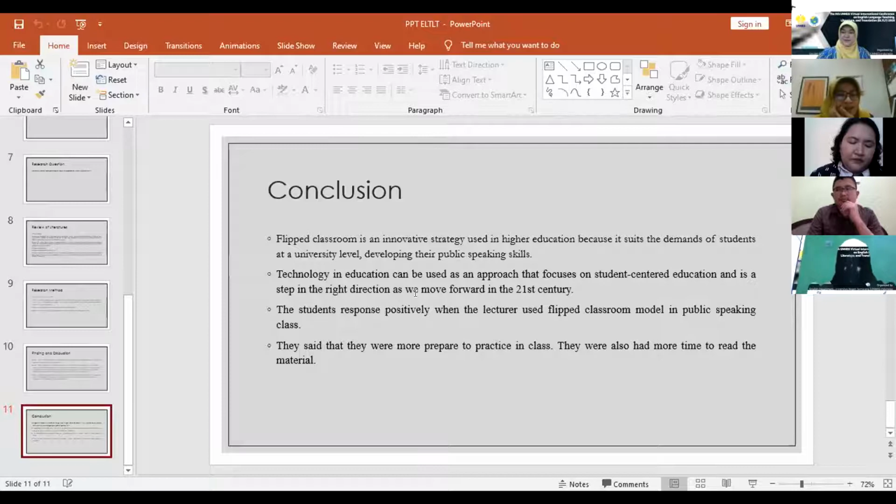Maybe I'll give it back to Ibu Yusnita. Okay, thank you, Ibu Leni. That was such a wonderful presentation about the students' perception on flipped learning. Maybe you can just stop sharing, please. Okay.